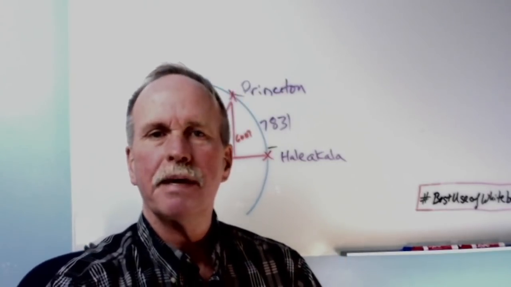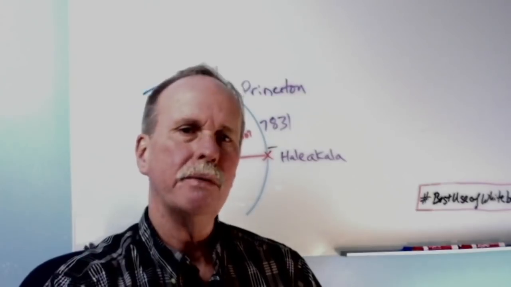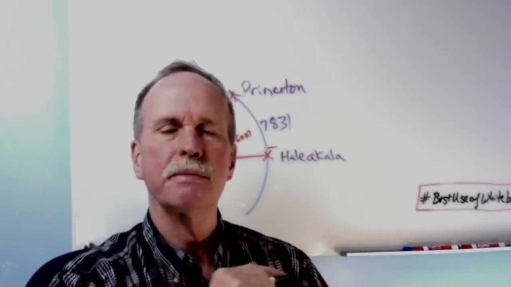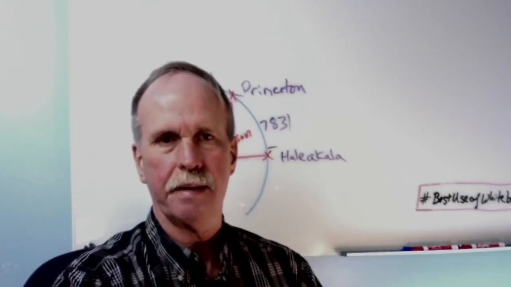Today we're going to talk about the transit of Venus and how it was used to determine the distance from the Earth to the Sun, or 1 astronomical unit.